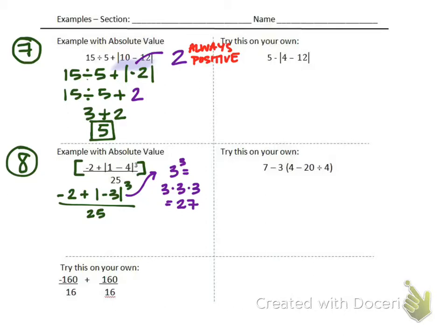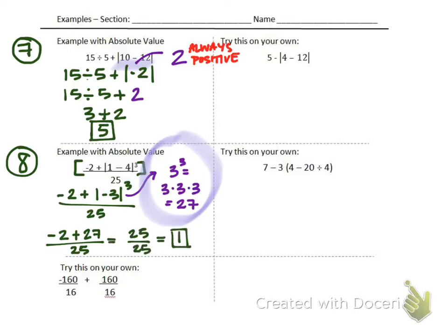Since the absolute value of negative 3 is the same thing as positive 3, I'm going to raise that to a power of 3, as I did over here, and find that 3 times 3 times 3 is the same thing as positive 27. So plugging in a positive 27 to this piece of the equation, I'll end up with negative 2 plus 27, divided by 25. Still working on simplifying the numerator, I have negative 2 plus 27, which gives me 25 over 25, which can be reduced down to a positive 1.